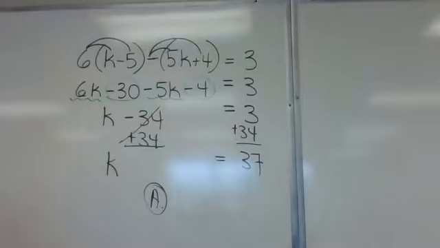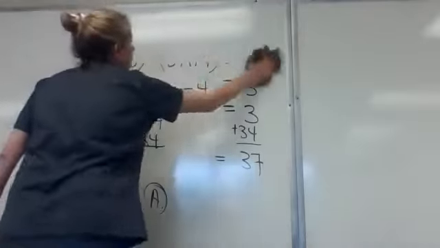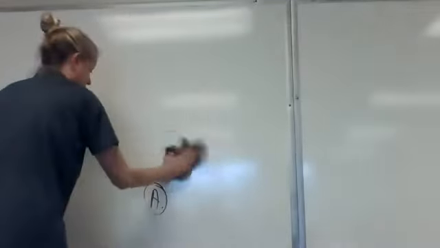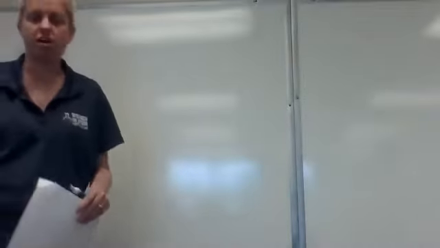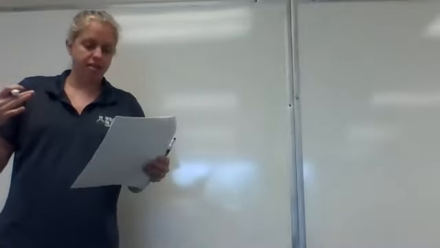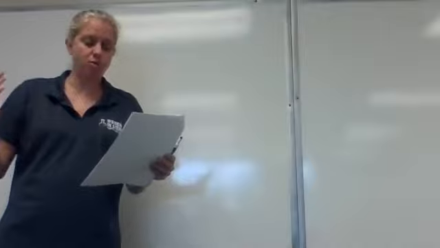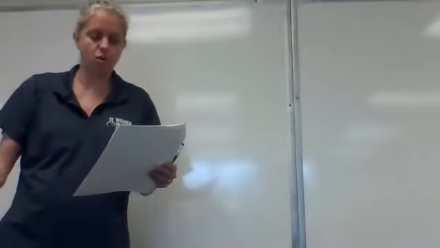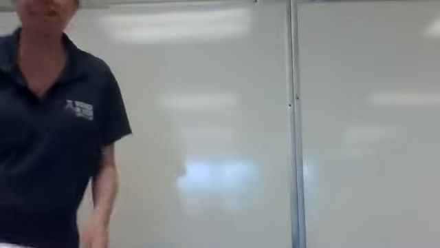Okay. Number 3. A high school graduating class is made up of 425 students. So there's 425 students total. There are 153 more boys, or excuse me, more girls than boys. How many boys are in the class?